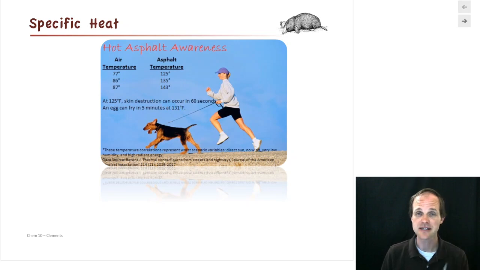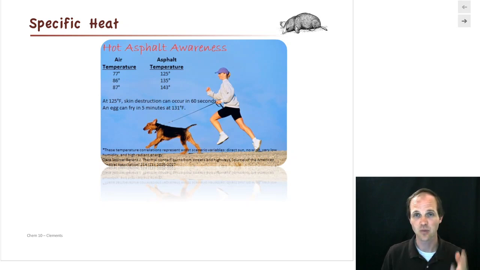But what we're going to talk about in this section is how much energy does it take to heat up something within a phase. So if we take liquid water and we heat it from 10 degrees Celsius to 20 degrees Celsius, how much energy does that take? Or how much energy does it take to heat up the liquid water versus, say, asphalt? And as we all know, asphalt gets really, really hot on a hot day.